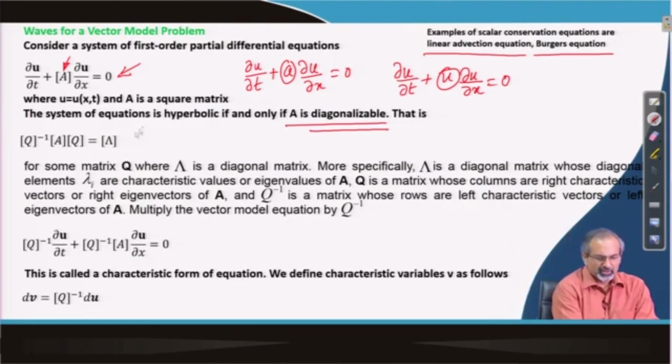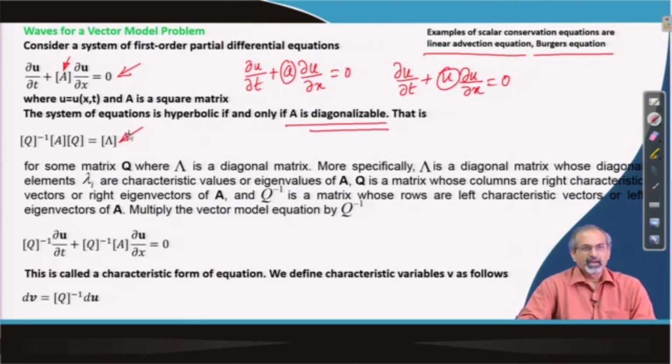So, we write down an equation over here involving the matrix A, and we bring in another matrix Q, which is essentially derived from the matrix A itself. But it is not only Q that is involved in this equation, but it is also its inverse. So, the left hand side of this equation is a product of three matrices, Q inverse, A and Q, and remember that this matrix Q or Q inverse, they are derived from the matrix A itself.